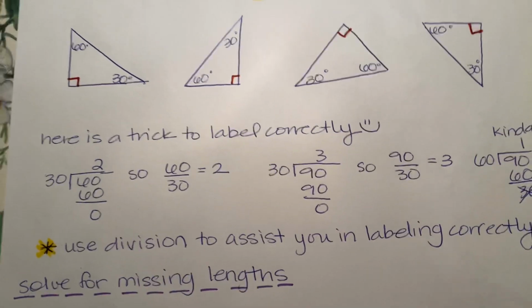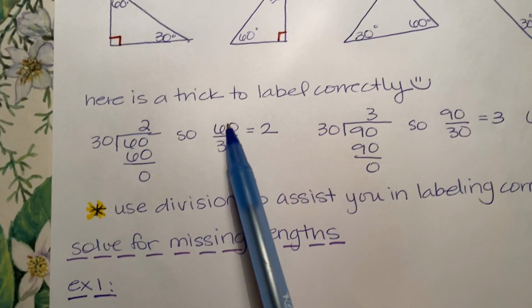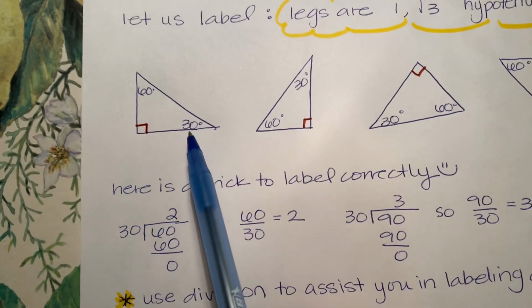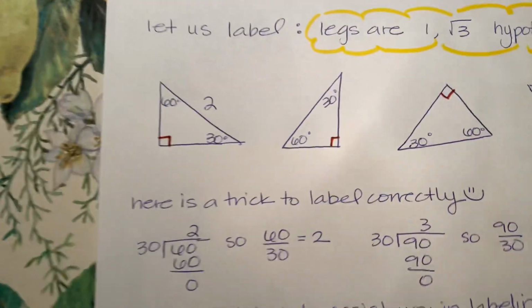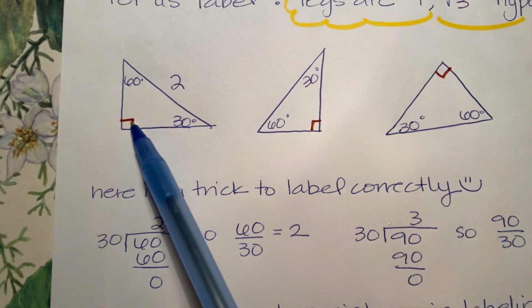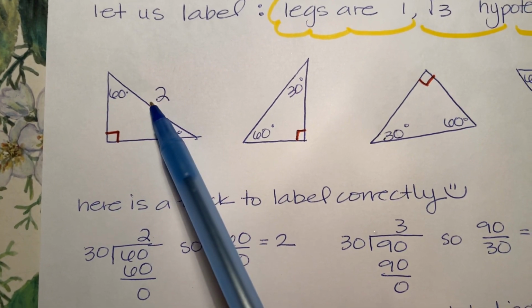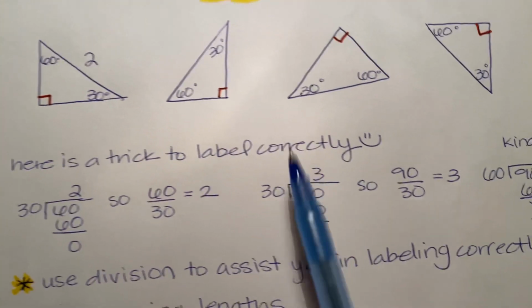So we're using division as a trick to help us label correctly. My 30 goes into 60 two times, so my hypotenuse is always the 2 length. Here's 90 degrees, this side is the hypotenuse, that's my 2.